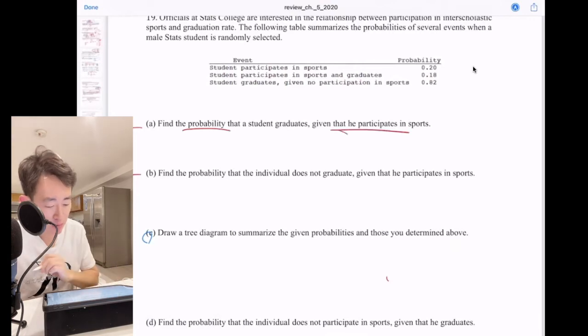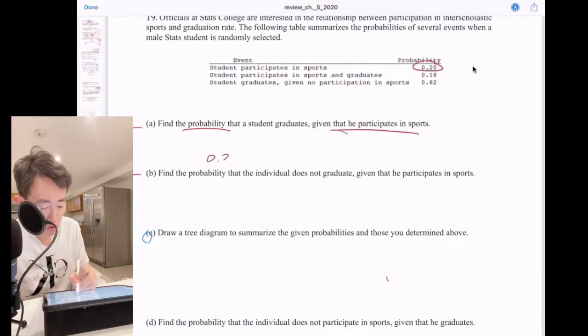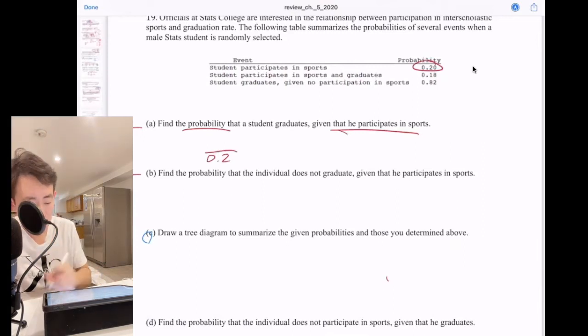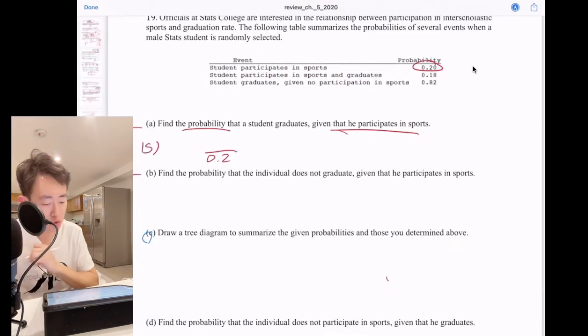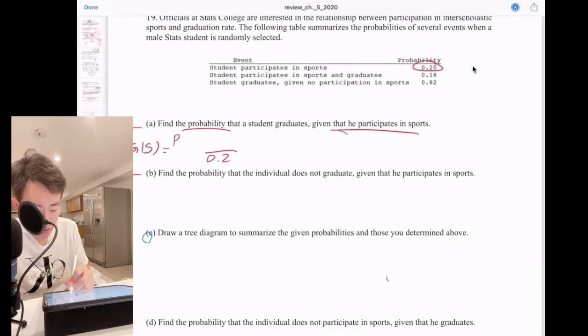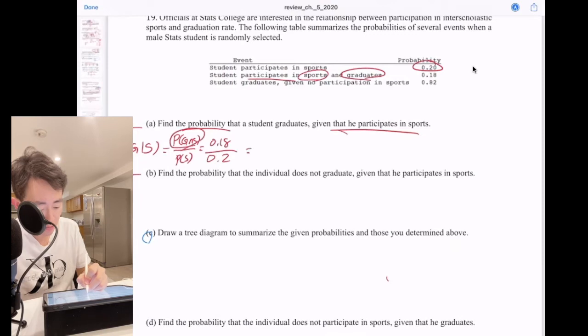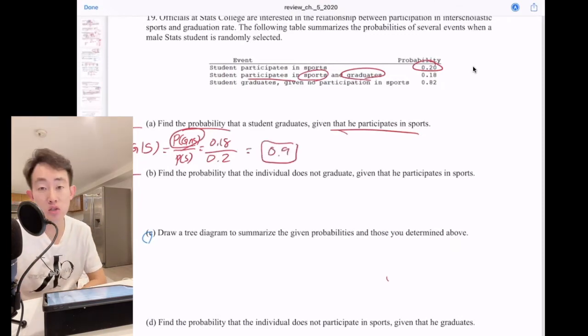Graduates, given that he participates in sports, which means 0.2 should be your denominator number. If I were to do this in a more technical way, we're trying to find, given that the student plays sports, the student that graduates. That would be probability of G and S happening over probability of S. We have 0.2 participates in sports, and graduates, which would be 0.18. Your answer for part A for 19 should be 0.9, therefore.